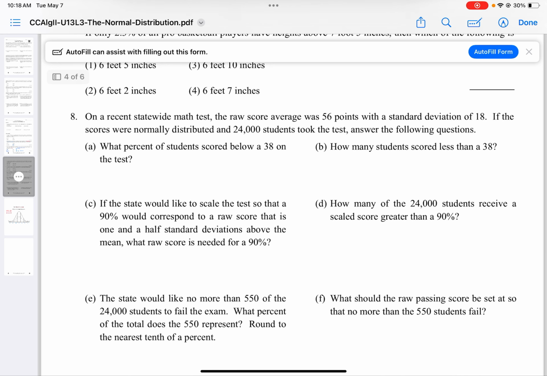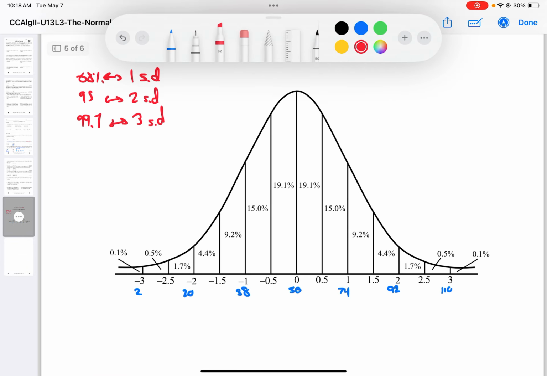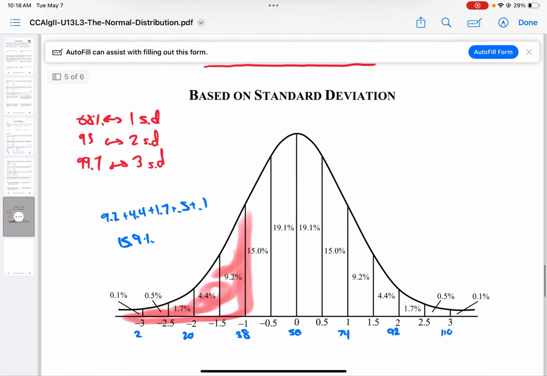What percentage of students scored below a 38 on a test? Well, where is 38 on my normal distribution? It is right here. So that's everyone who got worse than a 38 on the test. So we have 9.2 plus 4.4 plus 1.7 plus 0.5 plus 0.1. Which is 15.9% of students. So I can go ahead and fill that.